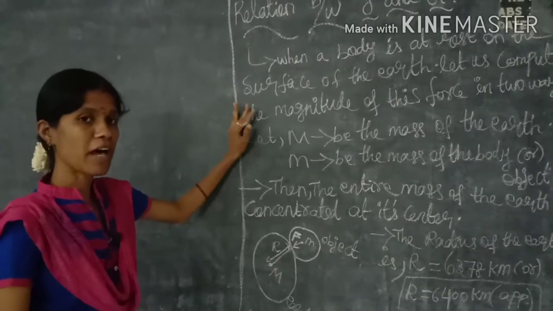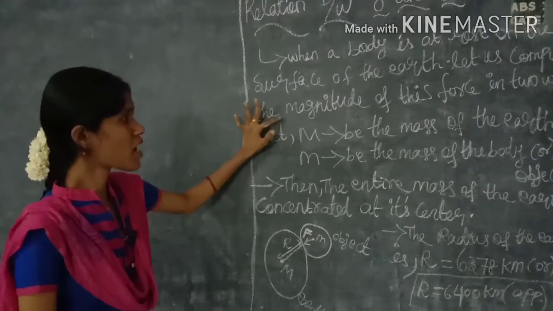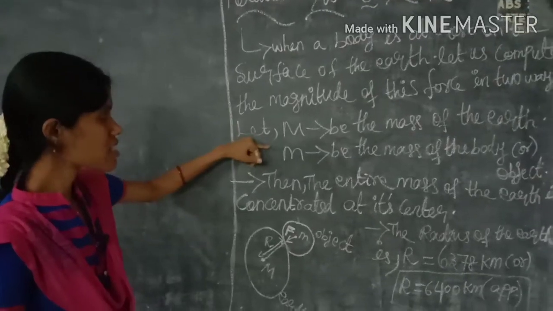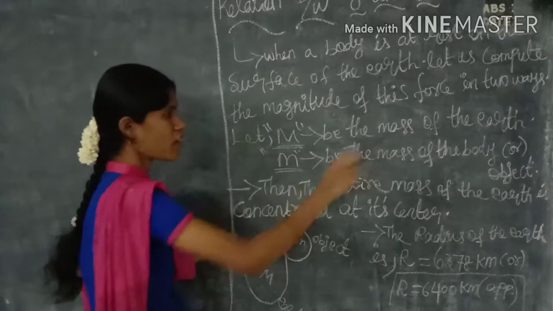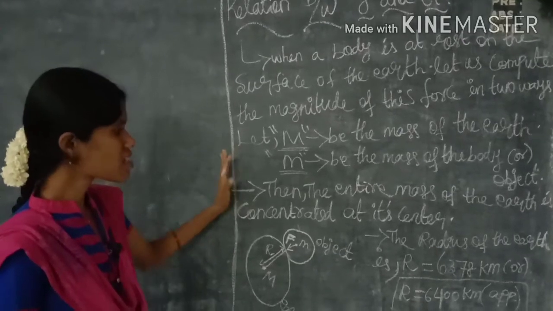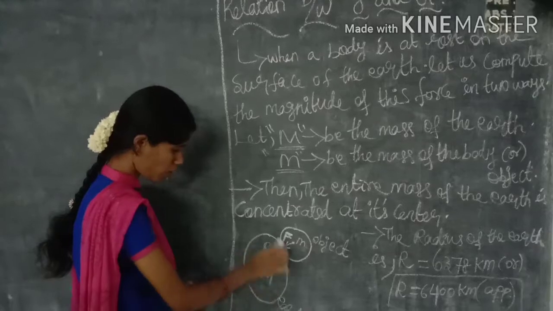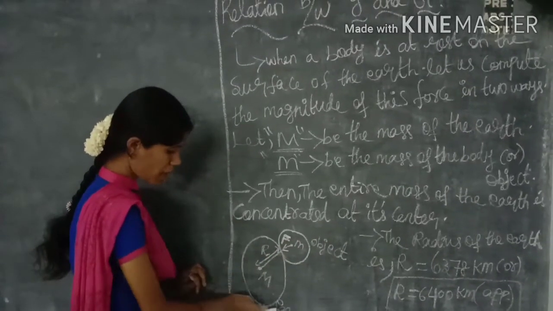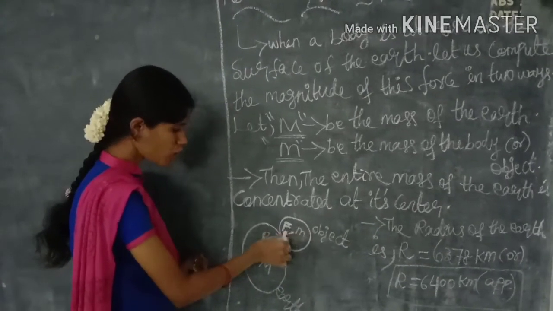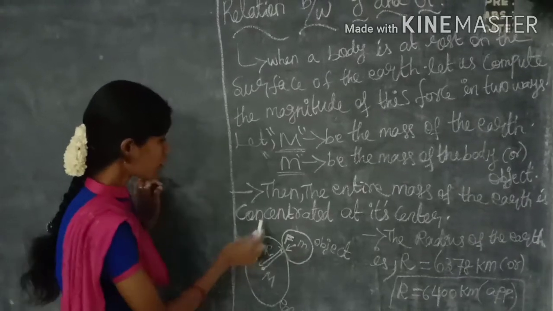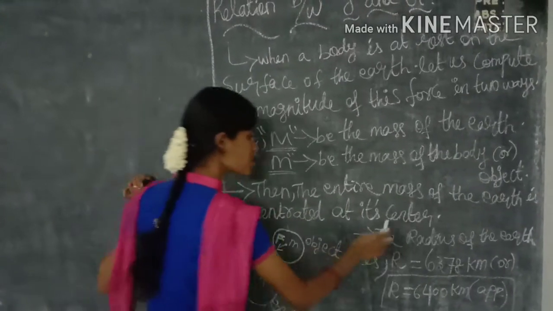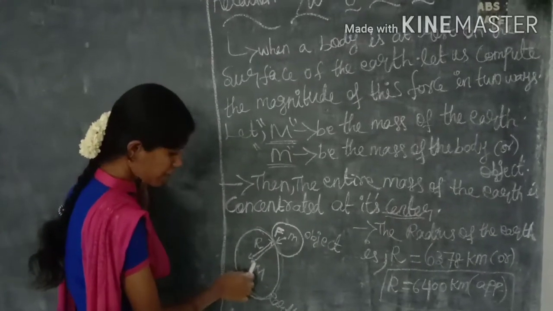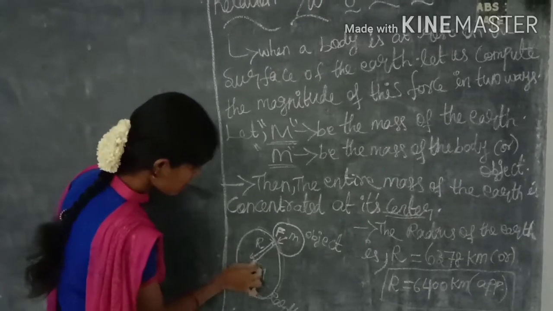We have to calculate the magnitude of this force in two ways. First, let capital M be the mass of the earth and small m be the mass of the object or any body. Then the entire mass of the earth is concentrated at its center. This is the earth and this is the object. The mass of the earth is capital M, the mass of the object is small m, and the force acting between them is capital F.